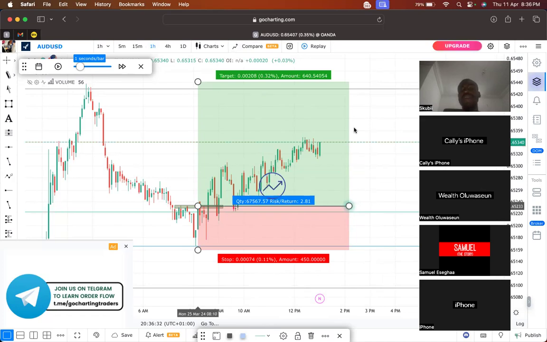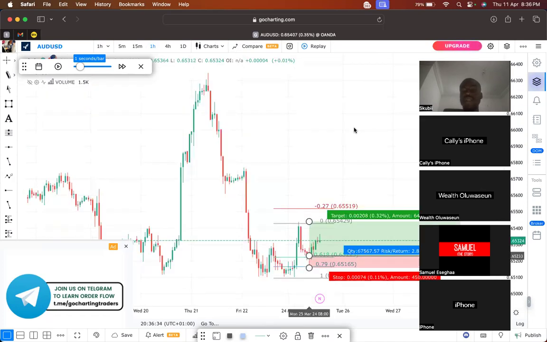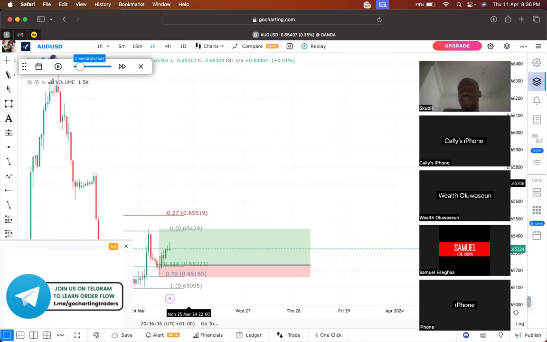So let me illustrate a sell scenario for you guys, and then we'll basically jump on our charts to look at sell examples.